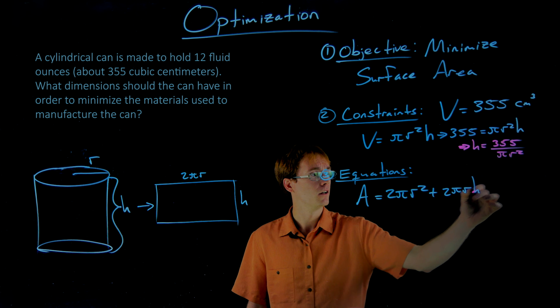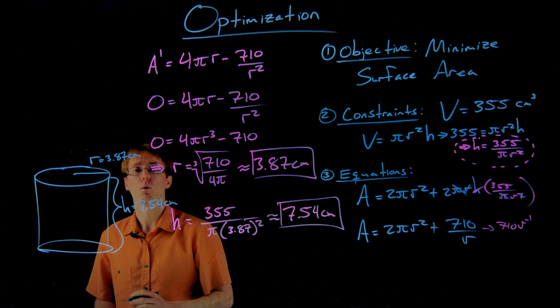We have found the dimensions of our can that are required to minimize the surface area of our can, and therefore use the least amount of materials possible in constructing our can, while making sure the can still will always hold 355 cubic centimeters, or 12 fluid ounces, right? The radius value we found to be about 3.87 centimeters, and the height that goes along with that is about 7.54 centimeters.